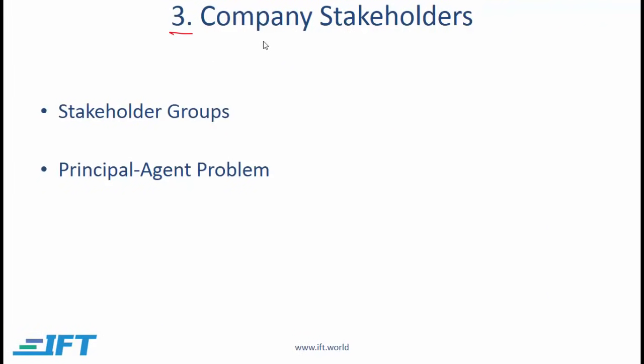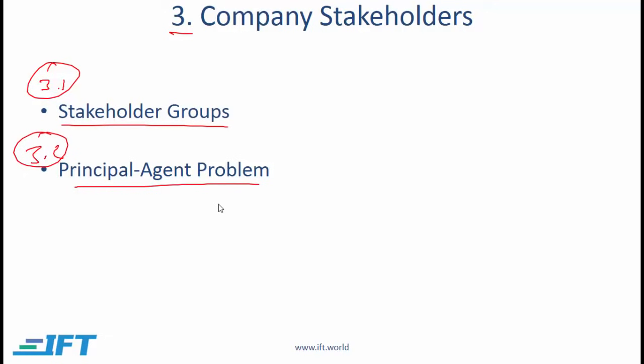Section 3 has two subsections. 3.1 deals with the different stakeholder groups and their interests. 3.2 deals with the principal agent problem, which has to do with the conflicts between different stakeholder groups.